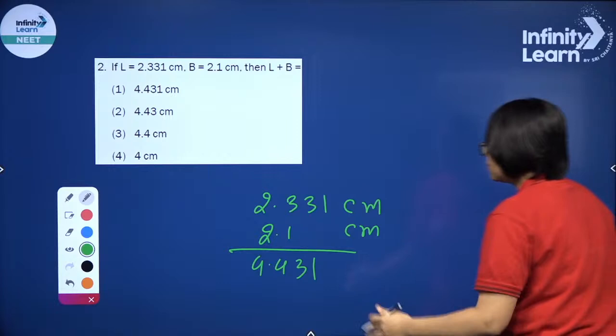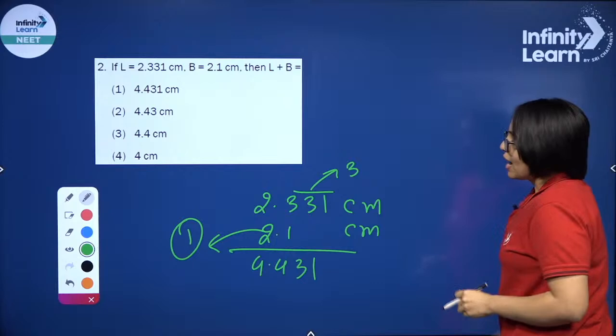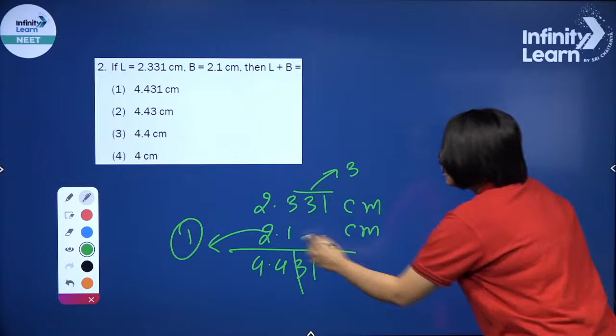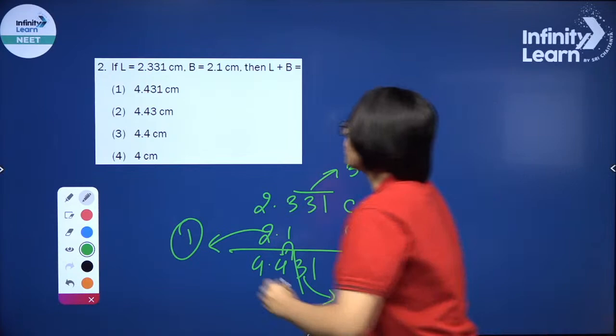यहाँ पे आफ्टर डेसिमल प्लेसेस वी हैव थ्री डिजिट्स एंड यहाँ पे आफ्टर डेसिमल प्लेसेस वी हैव वन डिजिट. तो यहाँ पे जो फाइनल रिजल्ट आएगा it should have only one digit after decimal places. सो वी नीड टू राउंड इट ऑफ फ्रॉम थ्री, है ना. So 3 is the digit that we want to drop, which is less than 5. So preceding digit will not change. So correct answer will be 4.4 centimeter, which is option 3.